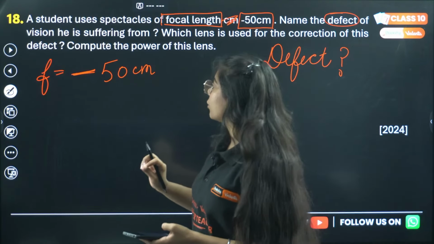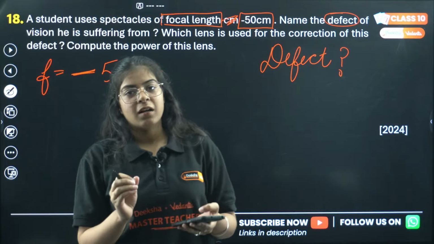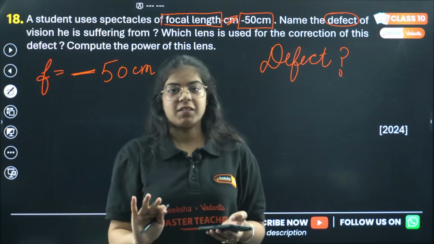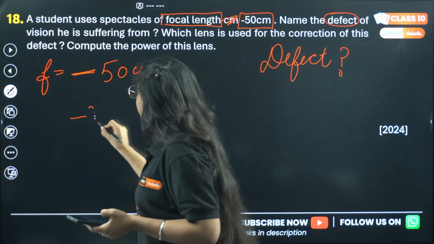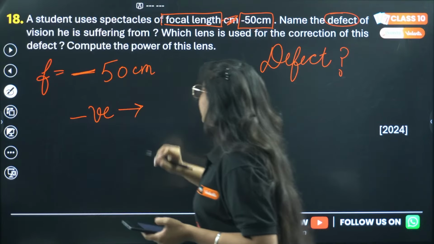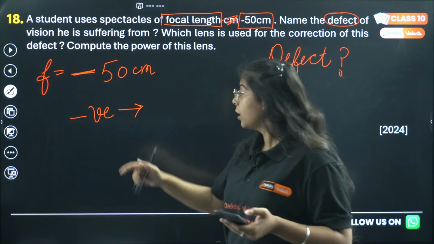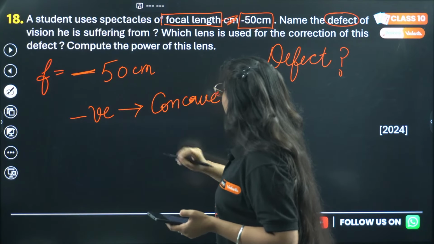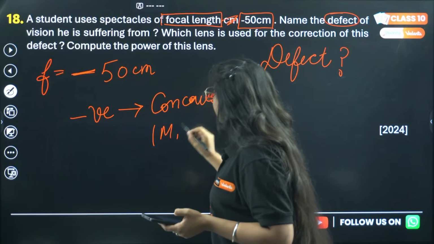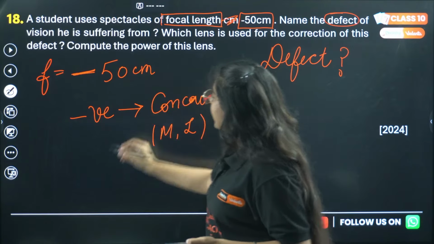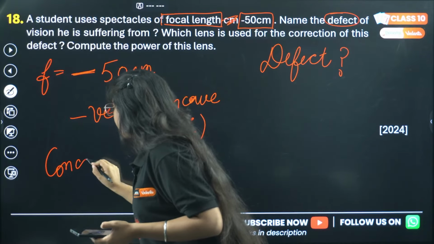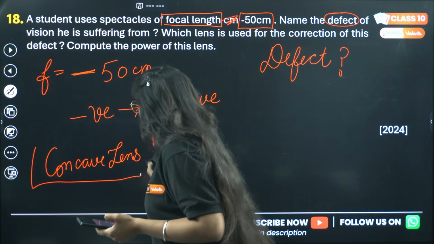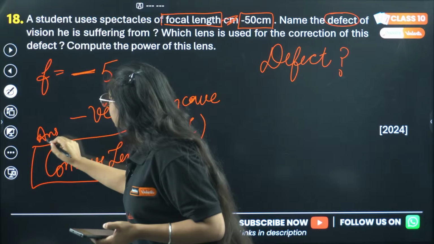See how you need to see. Now, whenever we have a mirror or a lens, the first thing we need to see is the sign of the focal length, if it's given. The sign of the focal length is negative, and for both lens and mirror, concave mirror as well as concave lens have negative focal length. So here we are using concave. Now again in spectacles you can't use a mirror, right? So we are using a concave lens. This is the first answer.